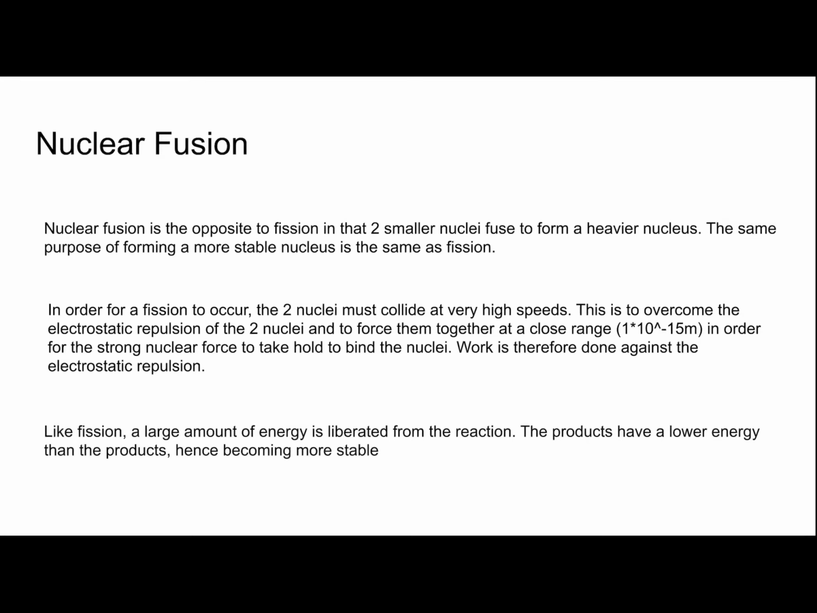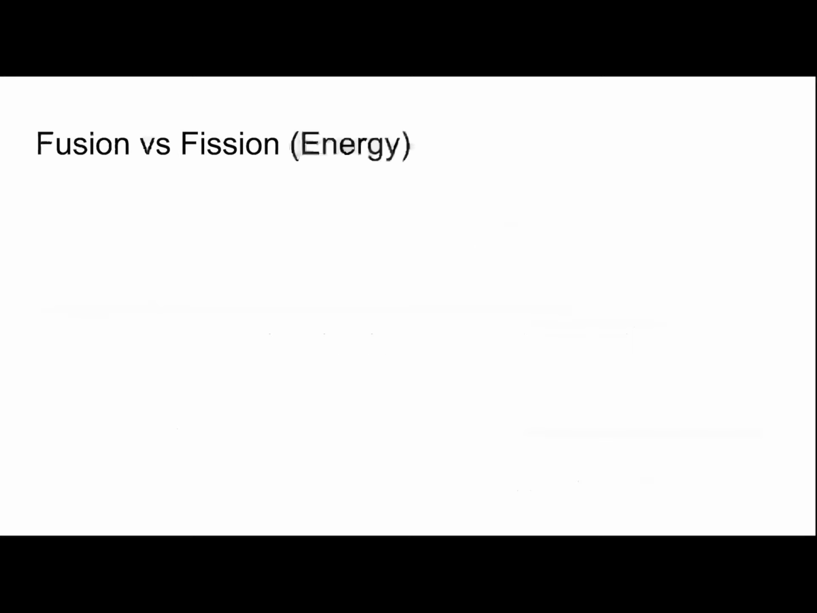Like fission, a large amount of energy is liberated from the reaction. The products have a lower energy than the reactants, hence again it's becoming more stable. Here's a very common example of a fusion. In this case, we have hydrogen and deuterium, and I cannot pronounce this very well, and that produces helium and gamma radiation. So this is a fusion reaction.